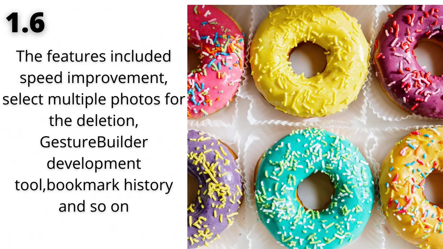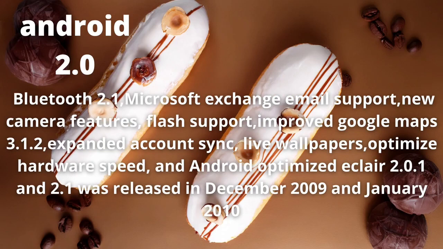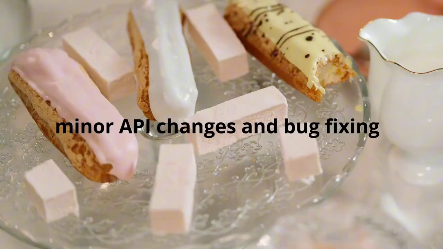The next version, Android 2.0, was released in October and was named Eclair. The features included Bluetooth 2.1, Microsoft Exchange email support, new camera features, flash support, improved Google Maps 3.1.2, expanded account sync, live wallpapers, optimized hardware speed, and Android optimized. Eclair 2.0.1 and 2.1 were released in December 2009 and January 2010. The features include minor API changes and bug fixing.